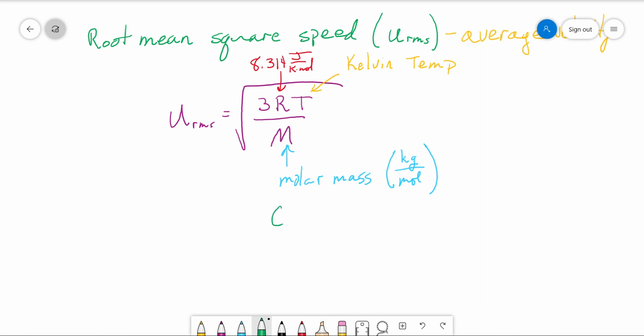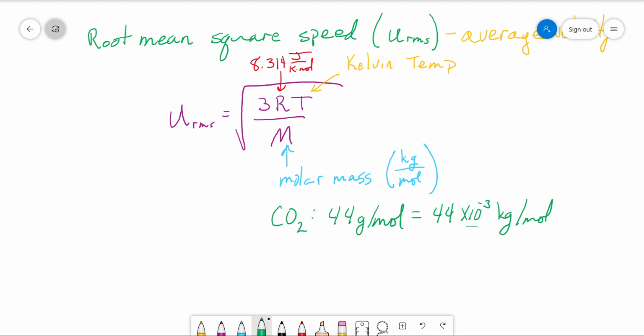So if we have CO2, for instance, and CO2 has a molar mass of 44 grams per mole, that is just equal to 44 times 10 to the -3 kilograms per mole. So just take the molar mass, multiply by 10 to the -3, and that puts it into kilograms. That's not proper scientific notation, so you wouldn't want to give your answer that way, but that's good enough for our purposes here to plug it into the equation. And you can type that in your calculator, no problem.